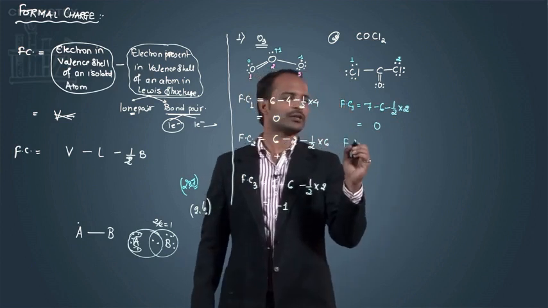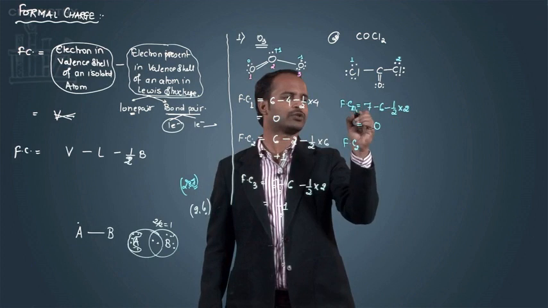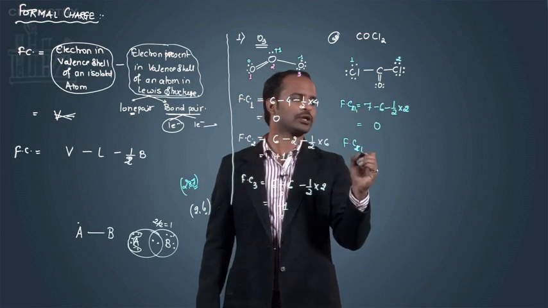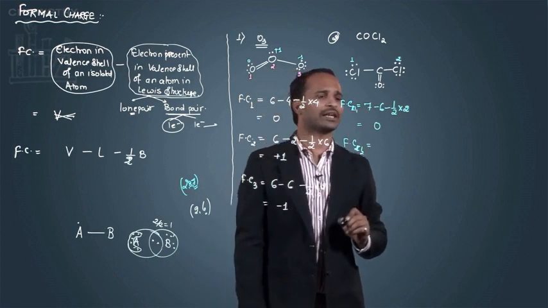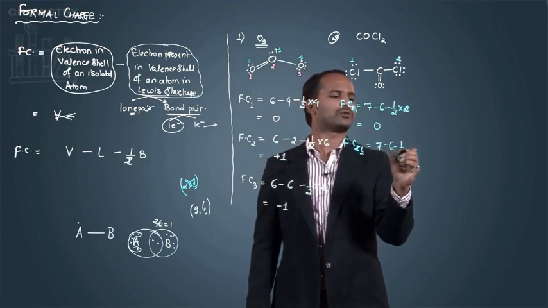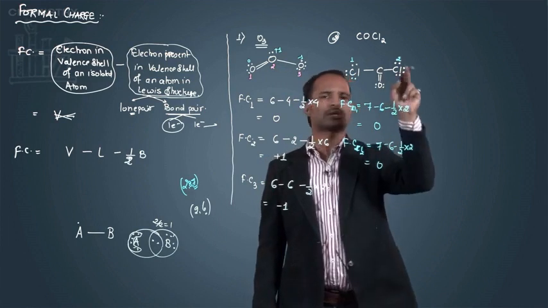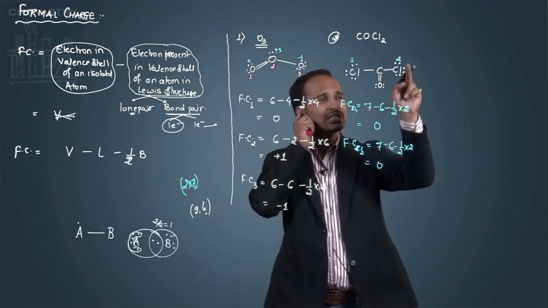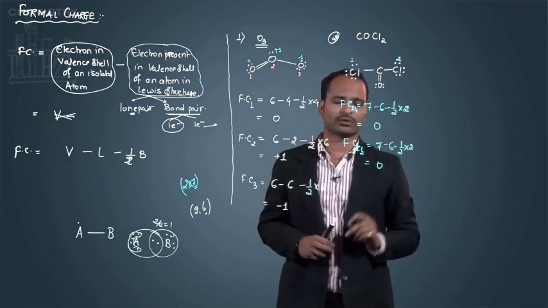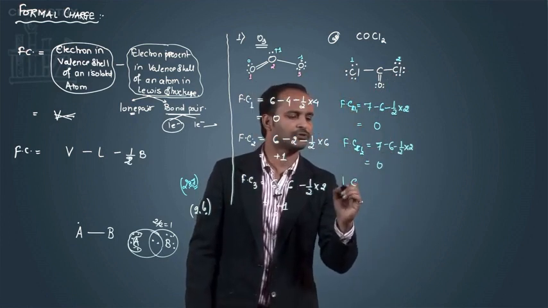Formal charge on the second chlorine. This is chlorine 1 and this is chlorine 2. For the second chlorine, same thing, same bonding it appears. So, formal charge is going to be the same, 0. That is, total valence electrons 7, 6 as lone pair and only a single bond. So, again the same.